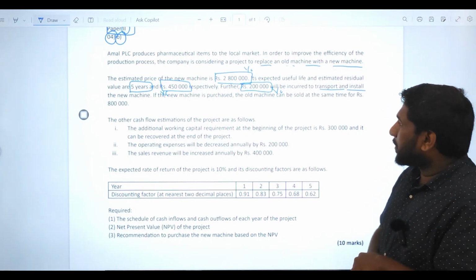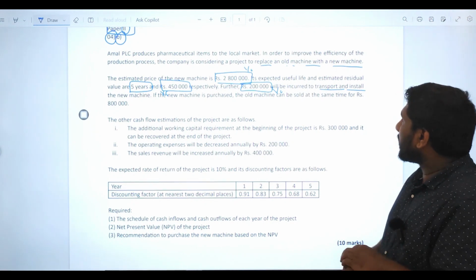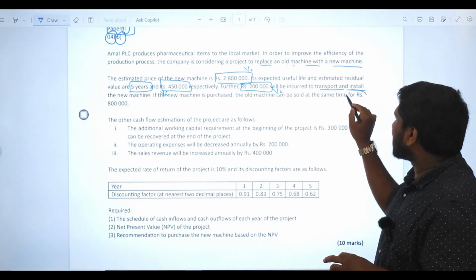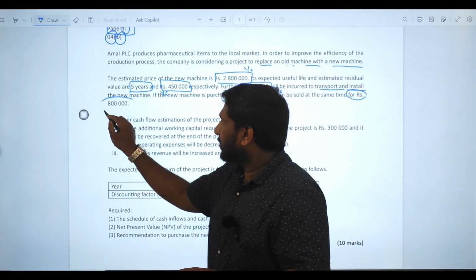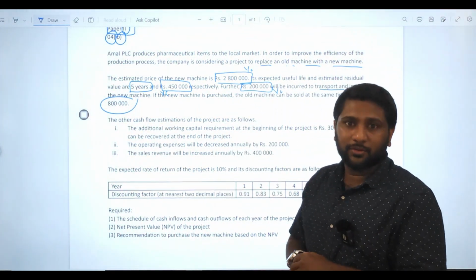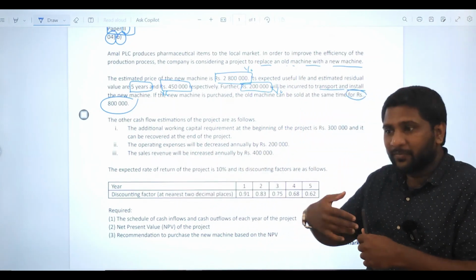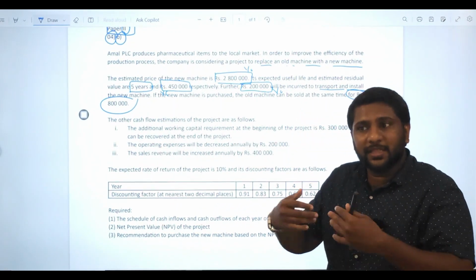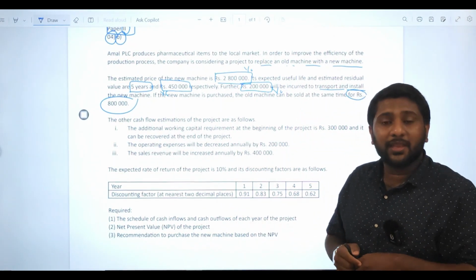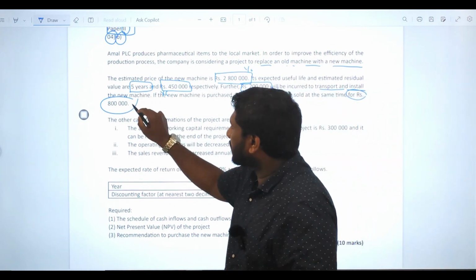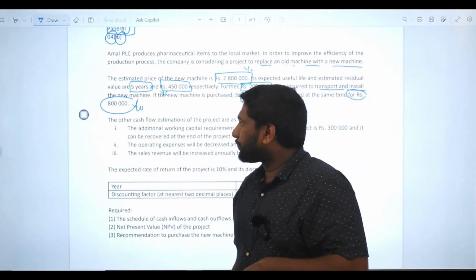If the new machine is purchased, the old machine can be sold at the same time. So you can sell the old machine for 800,000. So you will get that money. If I am bringing the new machine, I can sell the old machine. By selling the old machine, how much will I get? 800,000. So this is also a cash flow which will happen in year 0.